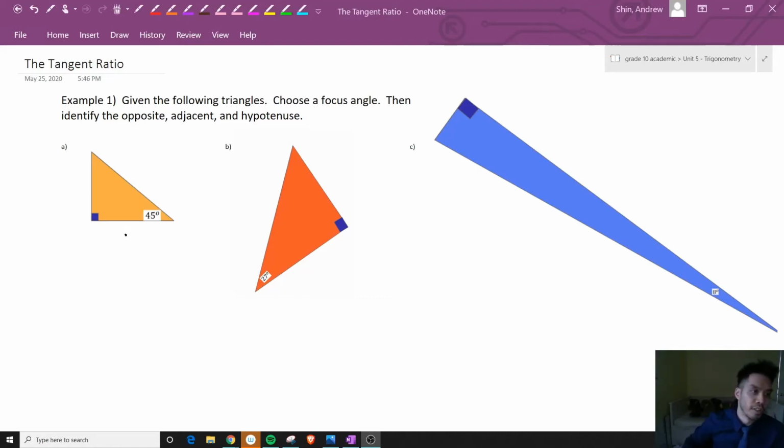Welcome to example 1 for the tangent ratio trigonometry. Example 1. Given the following triangles, choose a focus angle, then identify the opposite, adjacent, and hypotenuse.